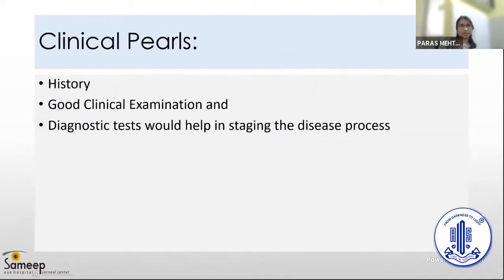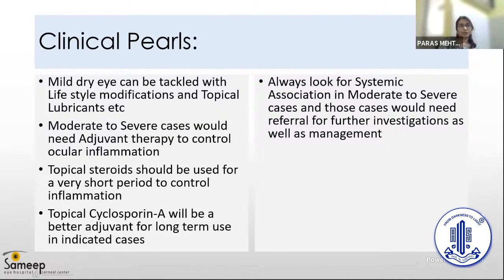Next, please. So the clinical pearls here would be history, good clinical examination, followed by diagnostic tests, which would help in staging the disease process. Next, please. So mild dry eye can be tackled with lifestyle modifications and topical lubricants, etc. But if it is moving on from mild to moderate, maybe you have to look at the element of inflammation, and then you add adjuvant therapy, probably topical steroids and cyclosporine, to control the ocular inflammation. Topical cyclosporine will be a better adjuvant for long-term use in indicated cases.